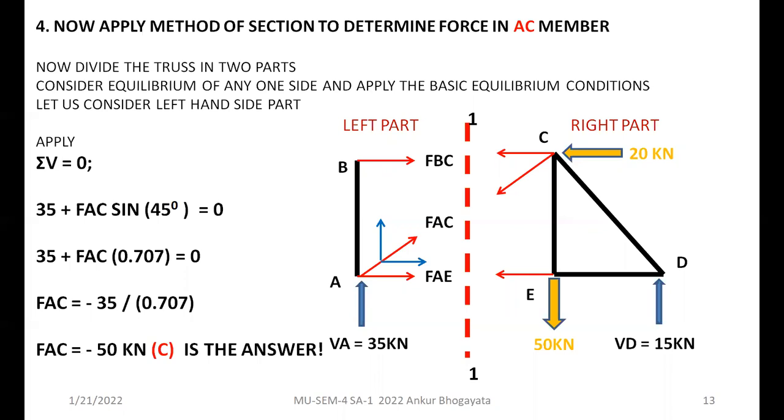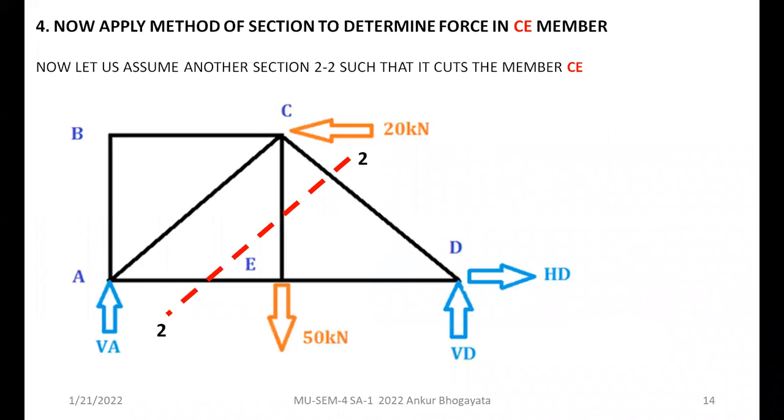Now one more member force which is required, that is CE, member CE. So now we need to select another section. Now please understand, this is the second part of this numerical. You have to select another fresh new section on the old, intact truss. Now how to do it? Let's see. Now I will go for another section. So this is section number 2-2 because we are interested in member CE.